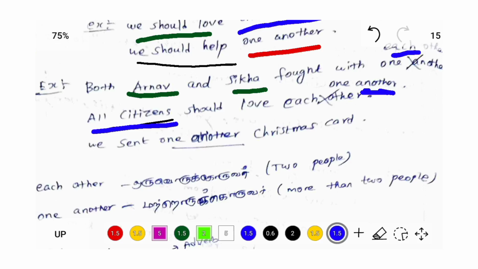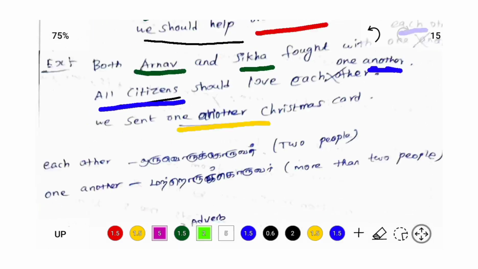We send one another Christmas cards. The sentence denotes more than two people, so here we use one another.